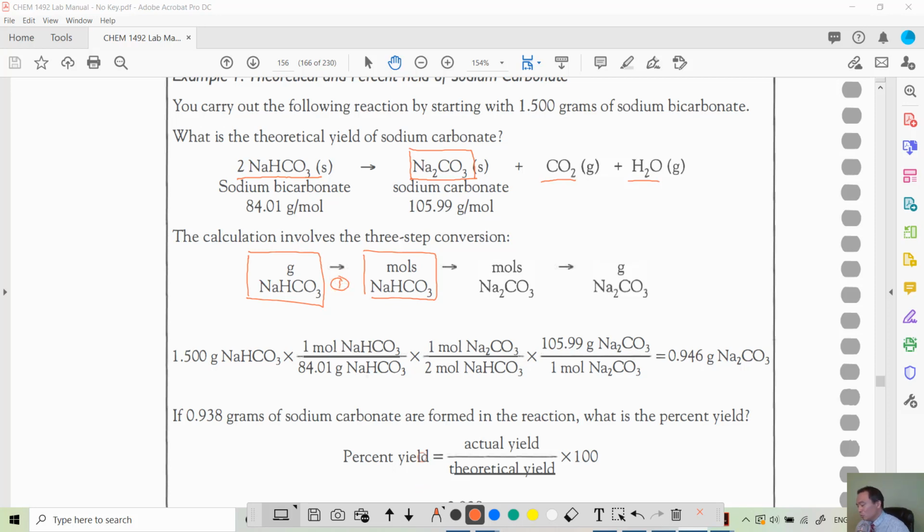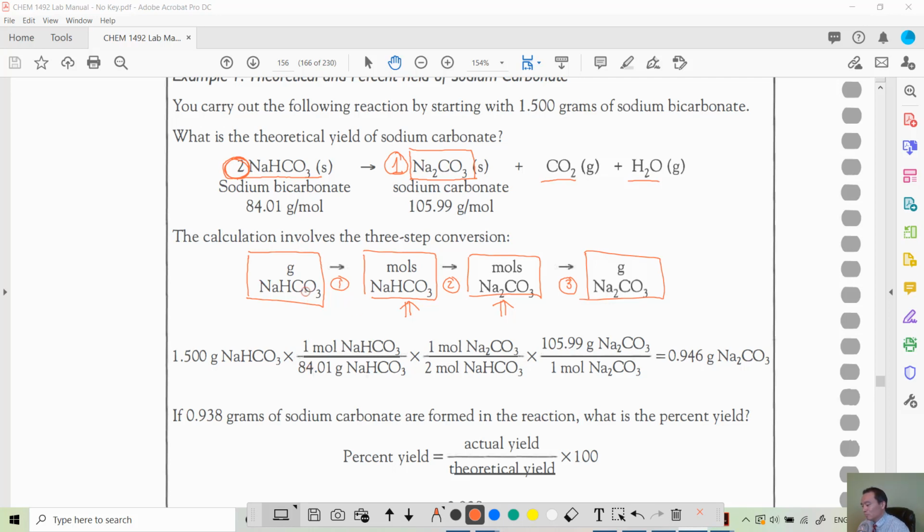Second step, because moles of sodium bicarbonate, which is listed over here, is related to moles of sodium carbonate by looking at the chemical coefficients. As you see, it's a 2:1 ratio. That 1 is not written, it's implied. So that's our second step. In the third step, we convert moles back to grams. Remember, for each step, we can use a unit conversion, using a conversion factor.